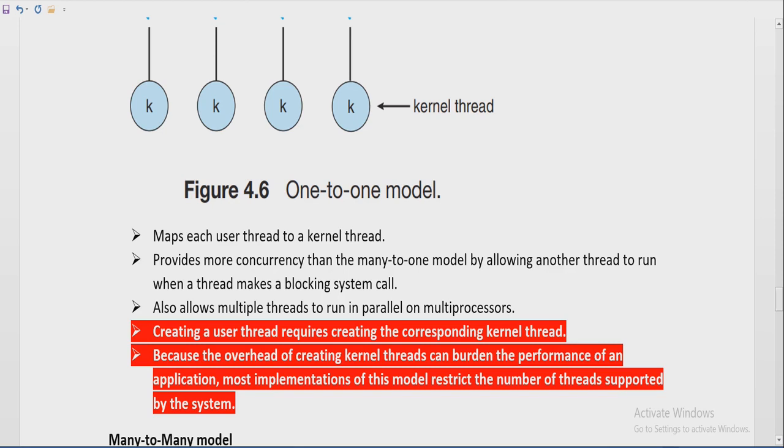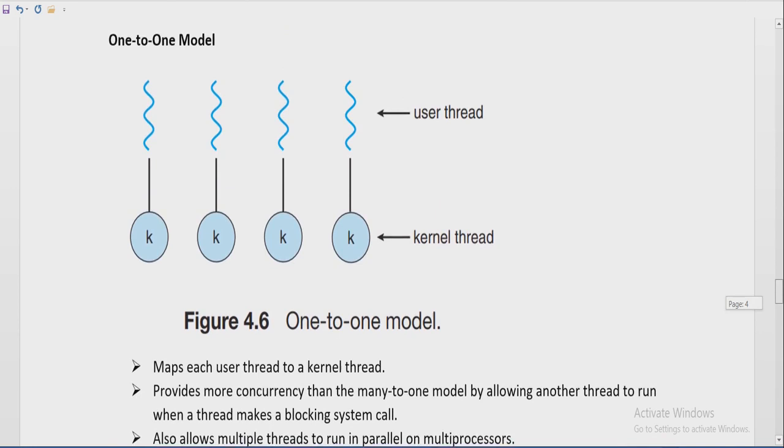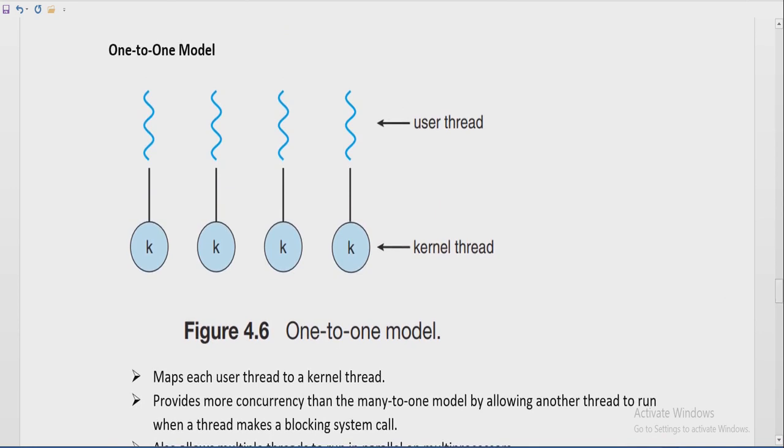In the many to one model, we saw the disadvantage: if any one of the user threads makes a blocking system call, then the entire system gets blocked. Here each user thread is mapped to only one kernel thread. So if any one of the user threads makes a system call, then only the thread associated with that kernel thread gets blocked, not the entire system.